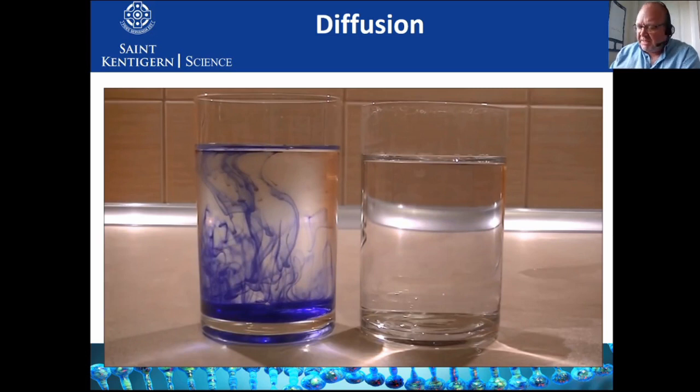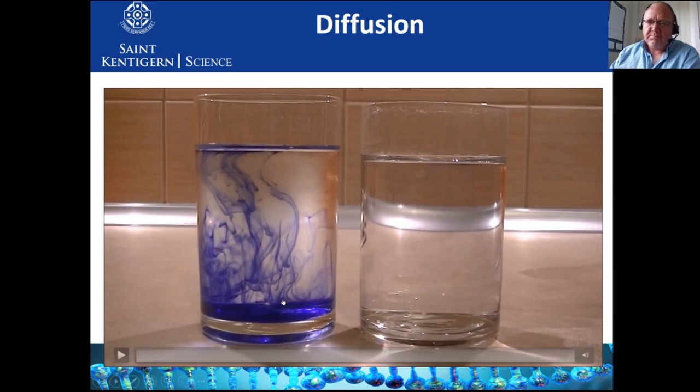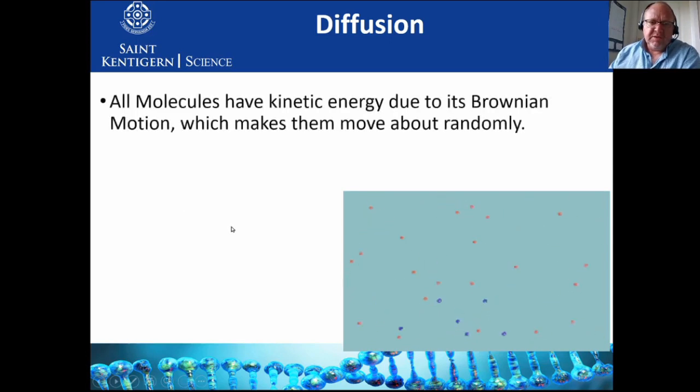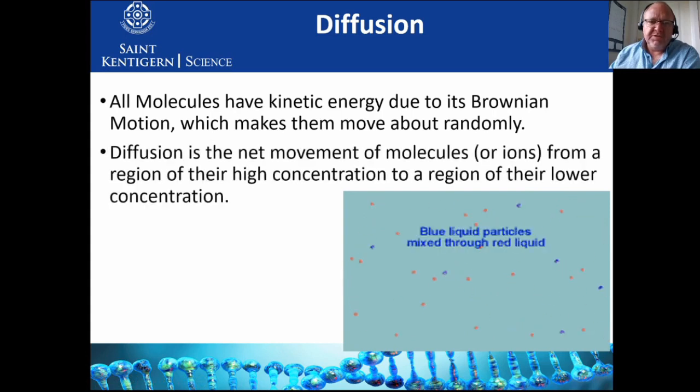Movement of molecules from an area of high concentration to an area of low concentration. This is very important. You'll remember that in class we also looked at plasmolysis and how the water moved out of these cells when we added salt water to it, and that's the part of diffusion that we're going to be looking at.